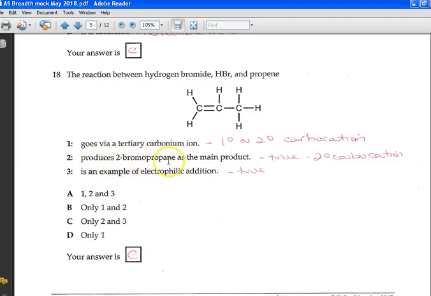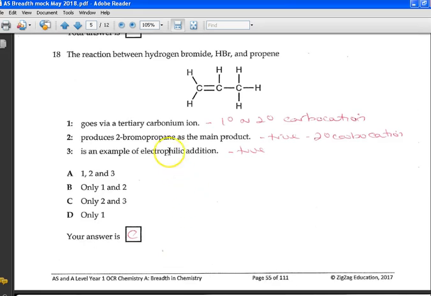Would it produce 2-bromopropane as the main product? Yes, it would, because the secondary carbocation is more stable than the primary carbocation. So yes, that's true. Is it an example of electrophilic addition? Yes, it is, because hydrogen bromide is attracted to these electrons here, and it adds across this double bond, so we only have one product. So your answer is 2 and 3 are correct, not 1.